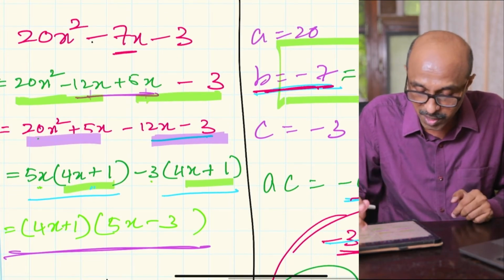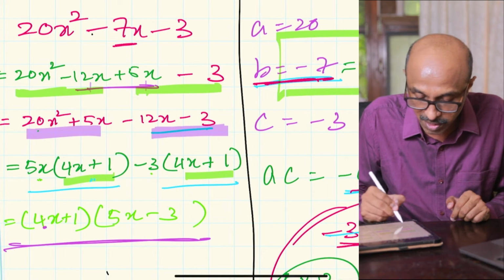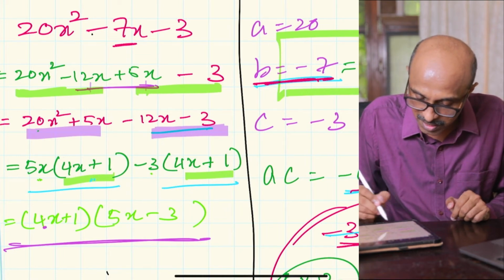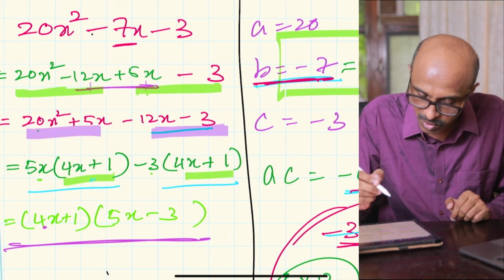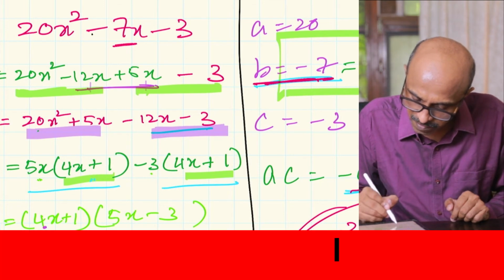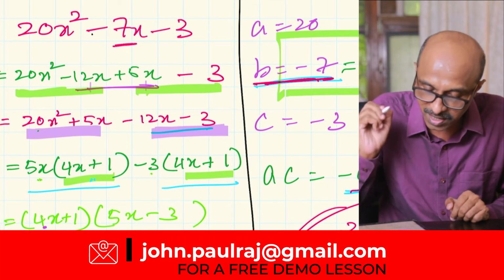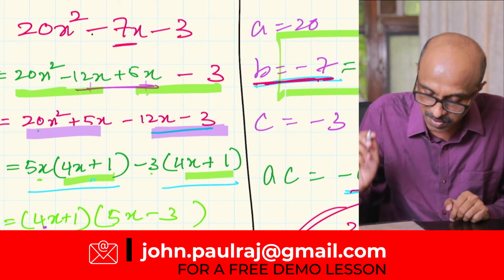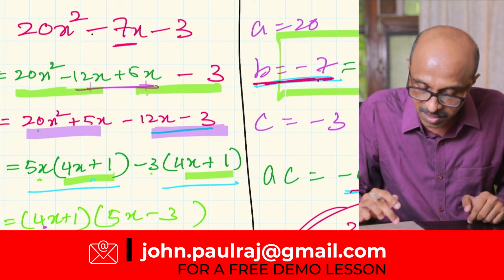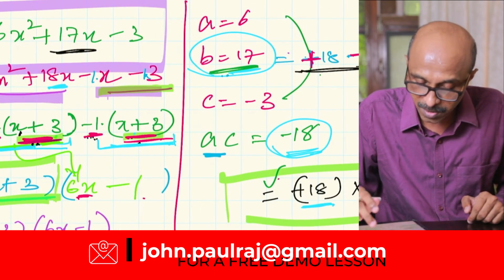Okay, you can even check the multiplication. See, 5x times 4x will give you 20x squared. 5x and a negative 4x will give you... wait a minute, what is this? 5x times a negative 12x will give you a negative 7x. That's correct. And then that's a negative 3. Cool. This is how you factor trinomials or quadratic polynomials.